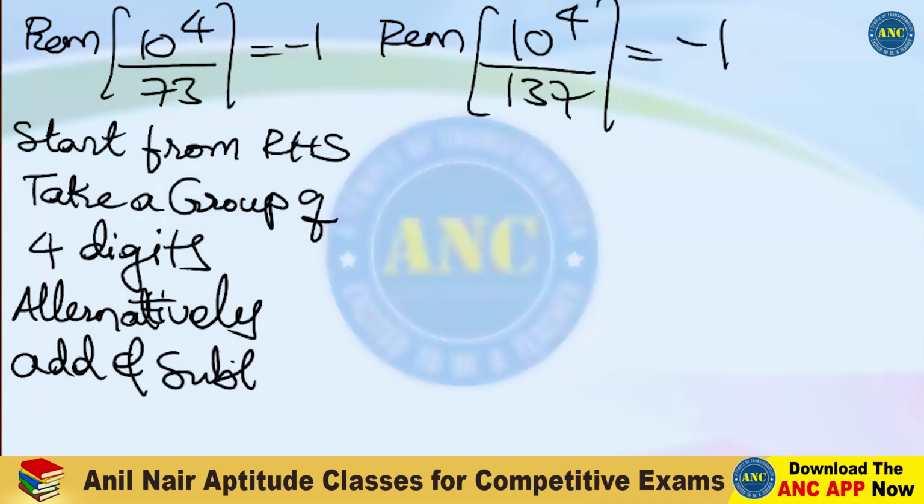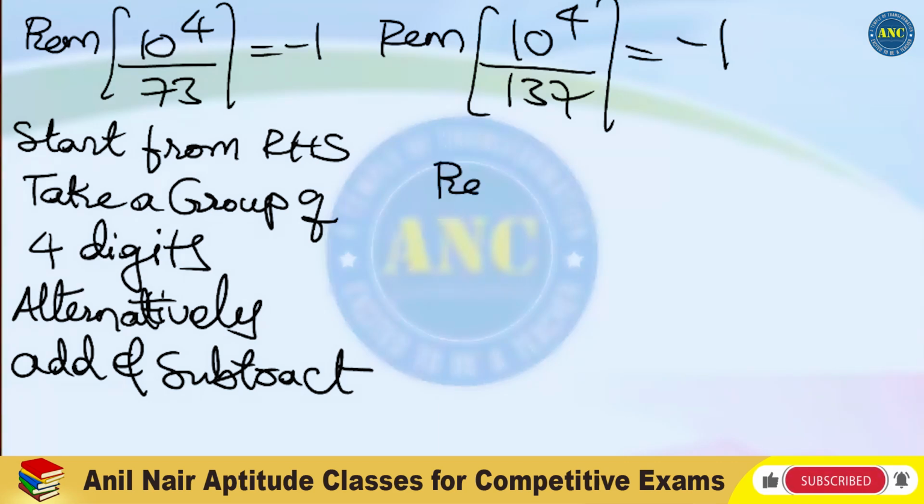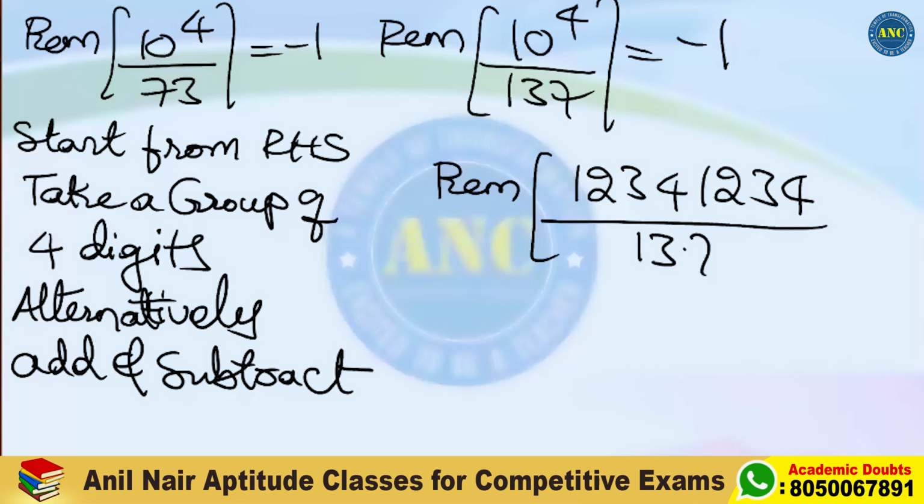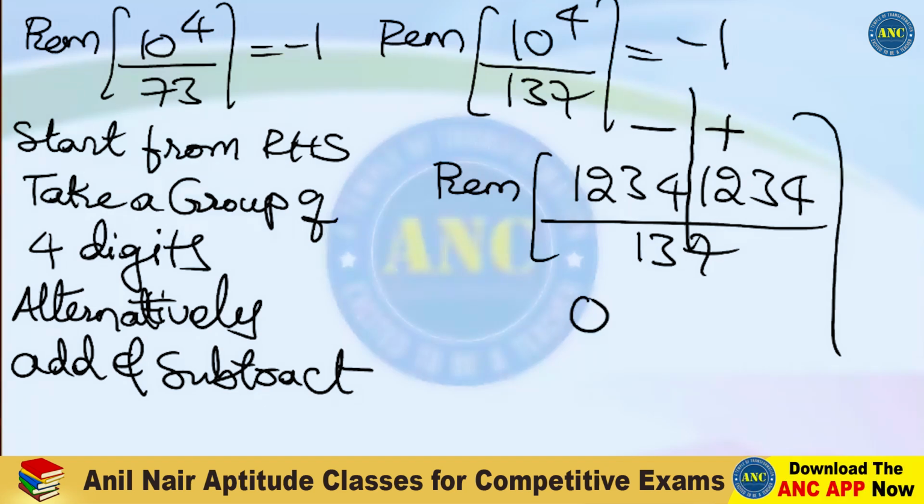That is the divisibility rule for 73 and 137. Start from the right hand side, take a group of 4 digits, alternately add and subtract. For example, 1 2 3 4 1 2 3 4 divided by 137. Start from the right hand side, take a group of 4 digits, alternately add and subtract. 1 2 3 4 minus 1 2 3 4 is 0. I hope the idea is clear.